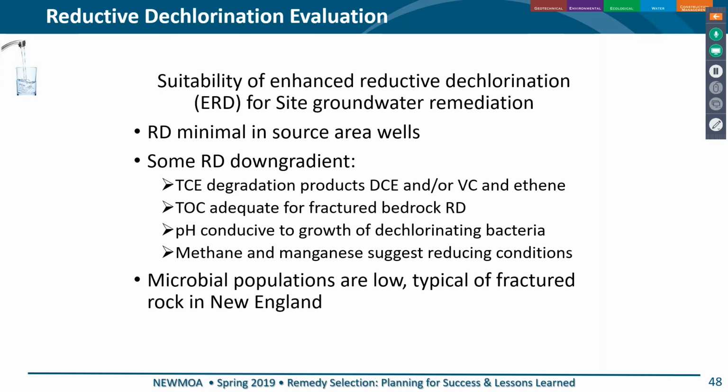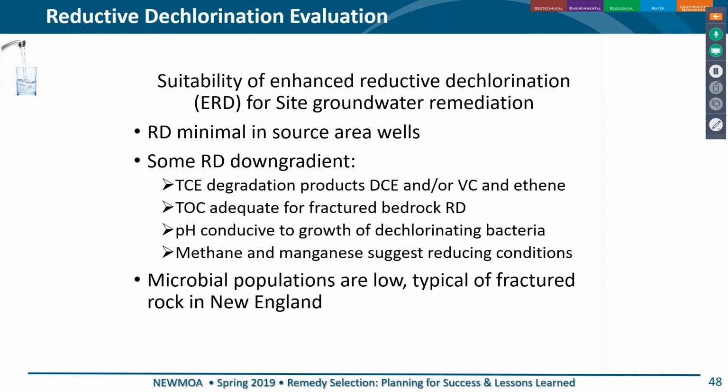So we looked at microbial populations in the source area, very low. I think they were even non-detect. We looked at them in the downgradient area, very low, not quite non-detect, but pretty low, looking at just the dechlorinating bacteria. However, we have evidence that reductive dechlorination is going on. I mean, there's DCE, dichloroethylene, and vinyl chloride and also ethene. So, where did those come from? Obviously, they came from reductive dechlorination of TCE.